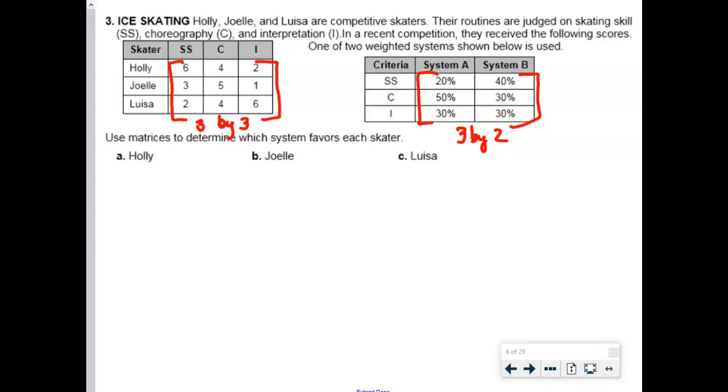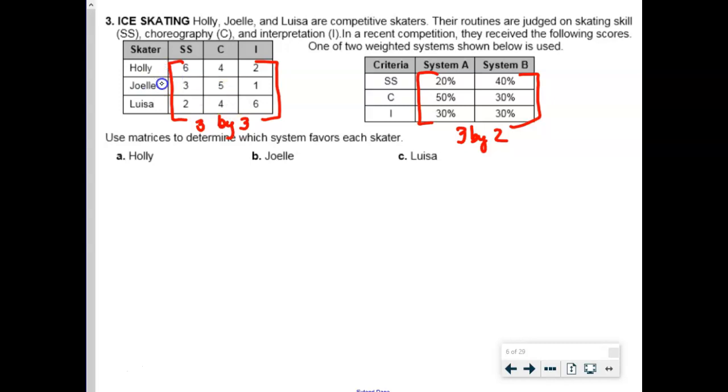Depending on which system of judging they use, certain skaters are valued in one system better than the other. So rather than calculating Holly's score in both systems separately from Joelle's, separately from Louisa's, since they're all working at the same systems with the same scoring methods, we can just write them as matrices, multiply them together and make the calculator do all of the multiplication for us, and then we can interpret it from there. So what I need you to realize, a couple of things the way they have this set up.